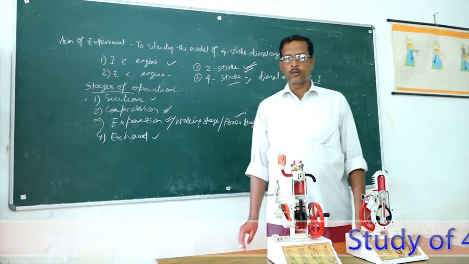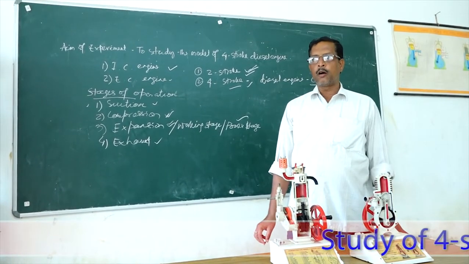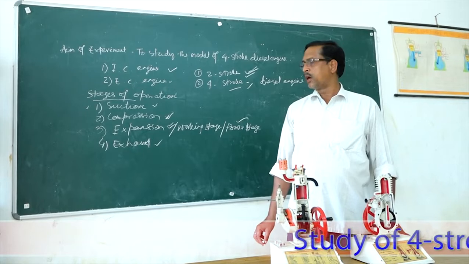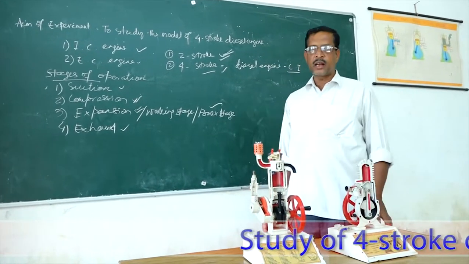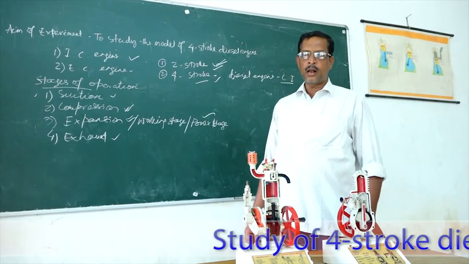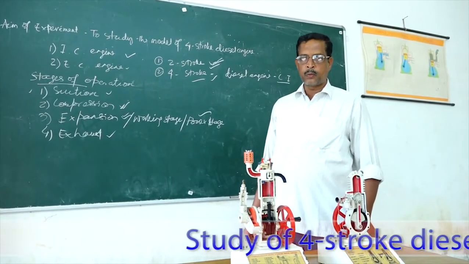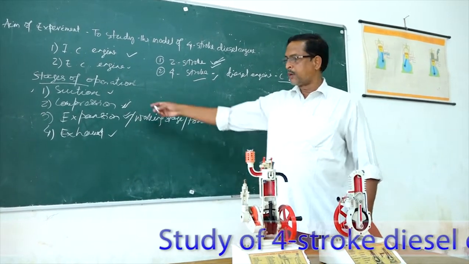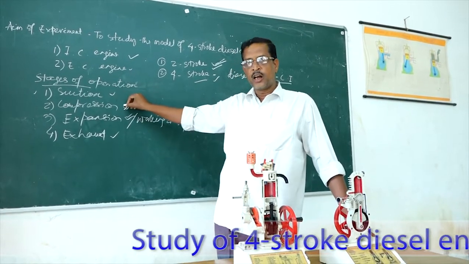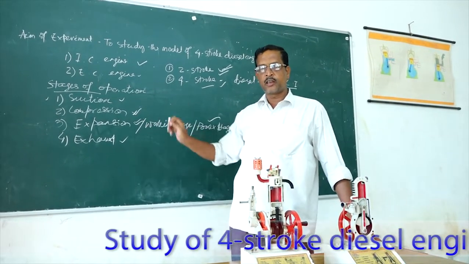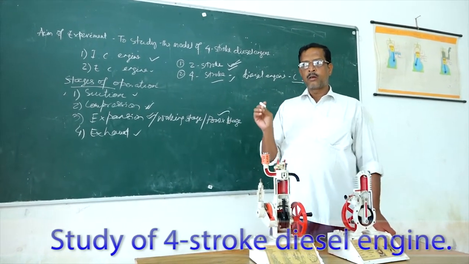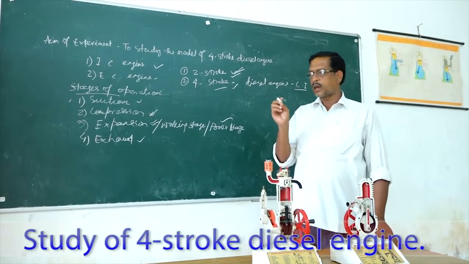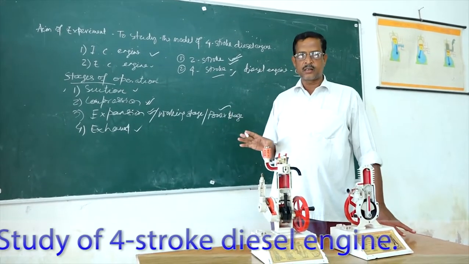What is four strokes? An engine operates on a basic principle of four stages, and it is called the cycle. During one cycle, the stages covered are four, and those are suction, compression, expansion, and exhaust. So these four stages constitute a cycle. A cycle consists of these four stages.